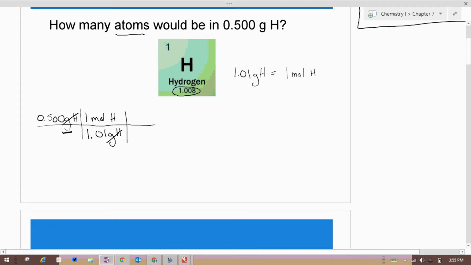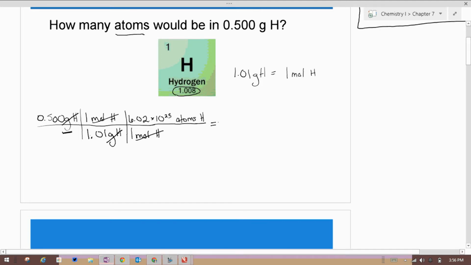So I'm just going to extend my line out a little bit. And since I have mole on the top, I need mole on the bottom. So 1 mole of hydrogen is equal to 6.02 times 10 to the 23rd atoms of hydrogen. So now moles cancel out moles, and the only unit still standing is atoms, and that is exactly what they asked me for.